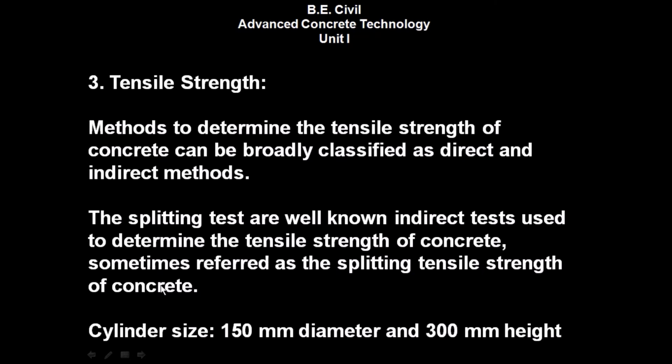So here, to measure the tensile strength, an indirect test is performed. Here it is done on a cylinder. The cylinder size is 150 millimeter diameter and 300 millimeter height.